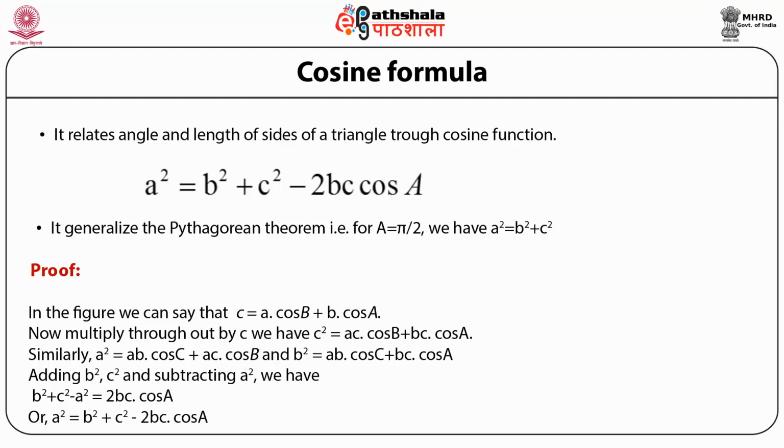We can actually do the same thing with any of the sides, so that we can write A squared as AB cos C plus AC cos B, or B squared as AB cos C plus BC cos A. Adding B squared, C squared and subtracting A squared, we will have B squared plus C squared minus A squared is equal to 2 BC cos A, or A squared is equal to B squared plus C squared minus 2 BC cos A.